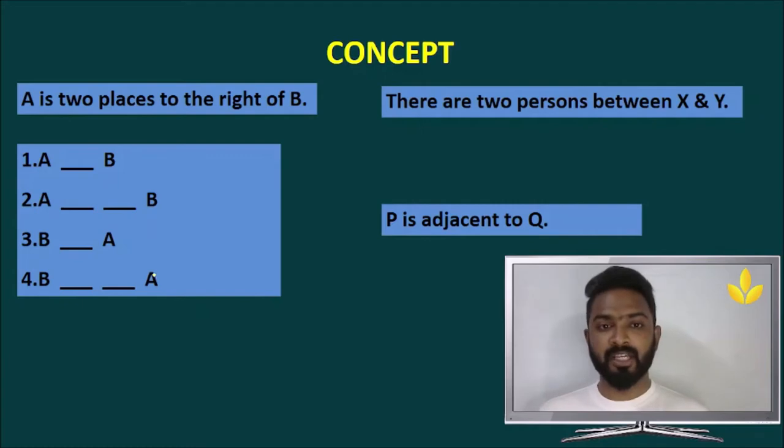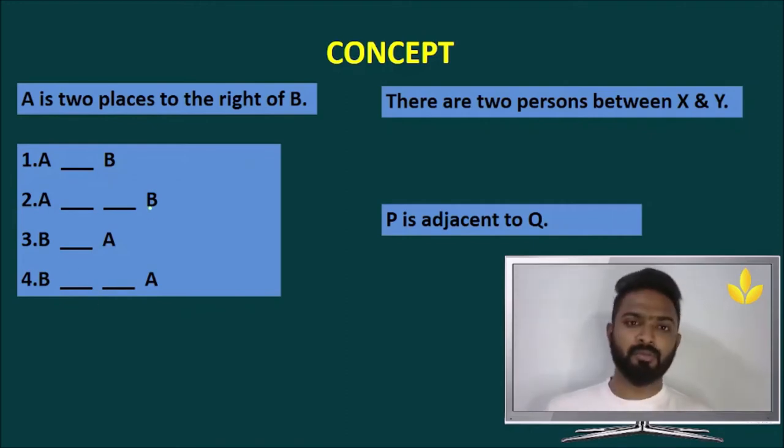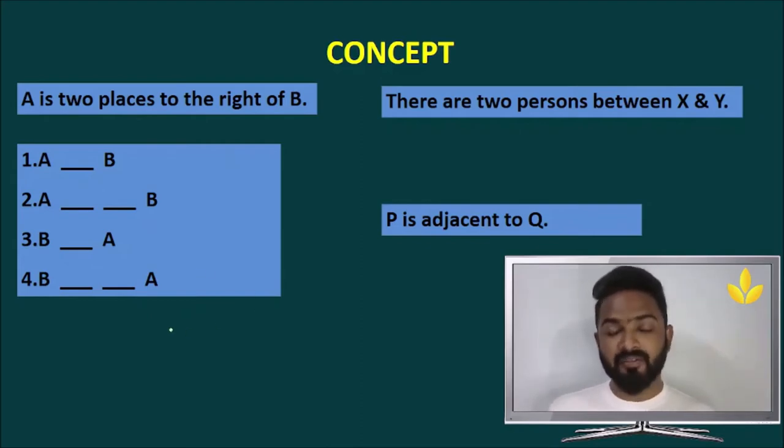Some people would say the second one. Some people would say the fourth one. Very few people will say the third one. Nobody generally says the first one. And that is correct. First one is not the correct answer. So how to make sure that you never ever make a mistake in this? A is two places to the right of B.